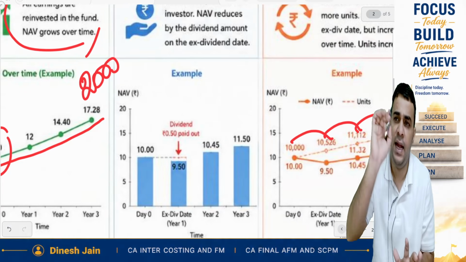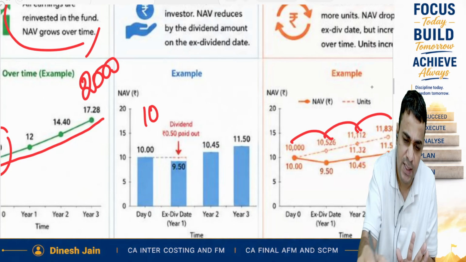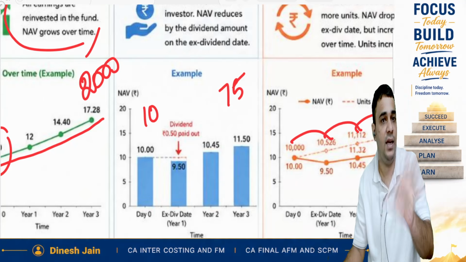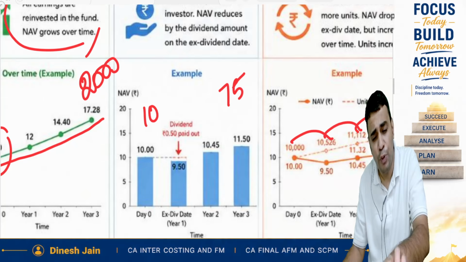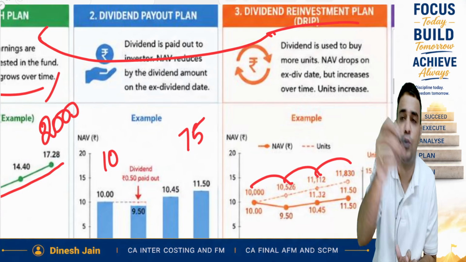Dividend payout, every NAV started with 10. At some 75. Payout and reinvestment both are same. To put it very simple, dividend reinvestment is like a growth plan.